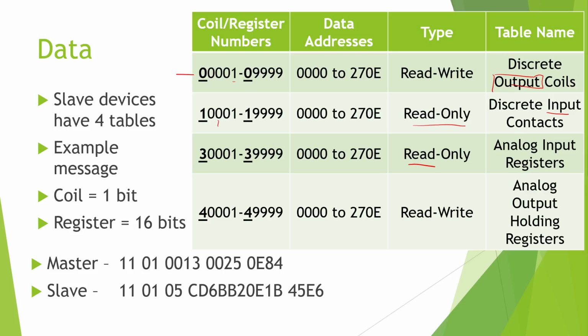Yep. So I have an example message down here at the bottom. A coil is a single bit. A register is up to 16 bits. So down here I have 11, 01, 0013, 0025, 0E84. All right, what were the first two things again? What does this 11 stand for?